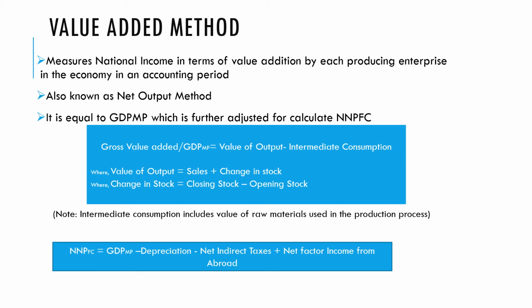To this value of output, we will deduct intermediate consumption, which is value of raw materials used in the production process. This gives us gross value added, or GDP at market price. To this GDP at market price, we will deduct depreciation and net indirect taxes, and we will add net factor income from abroad to arrive at net national product at factor cost, or national income.